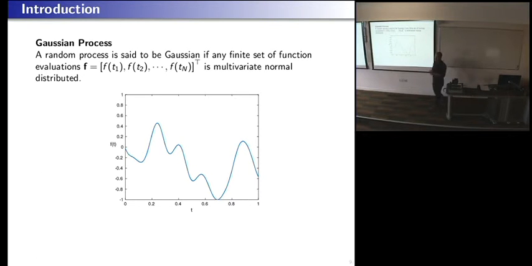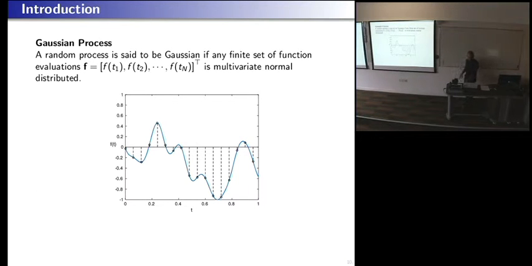A random process is said to be Gaussian if any finite set of function evaluations, in this case the vector f, is multivariate normal distributed. We can see a function as an infinite length vector. If we select a finite number of components of this infinite vector, and we assume that vector has a normal distribution, then we assume that function follows a Gaussian process.